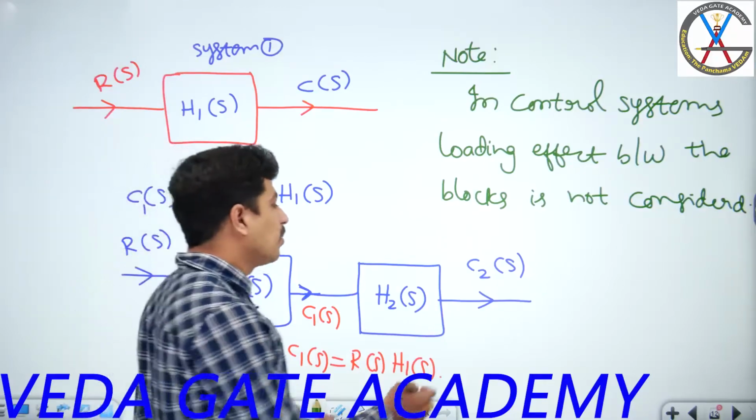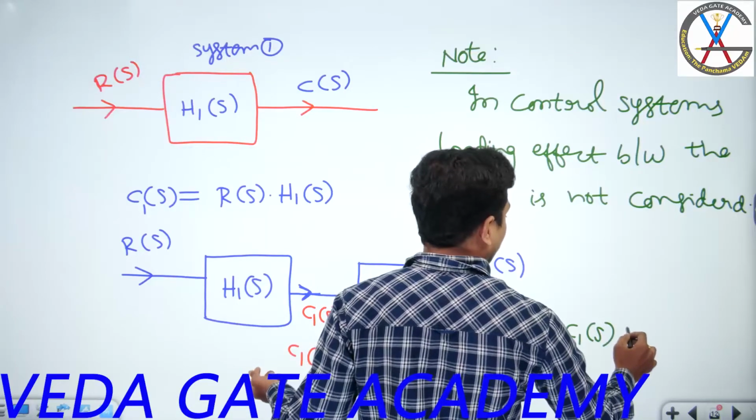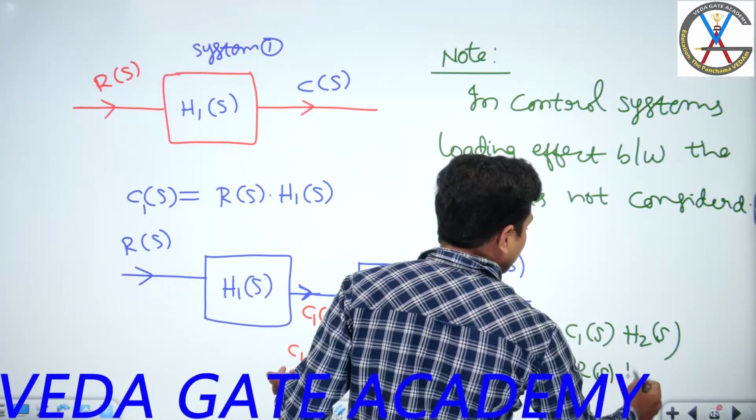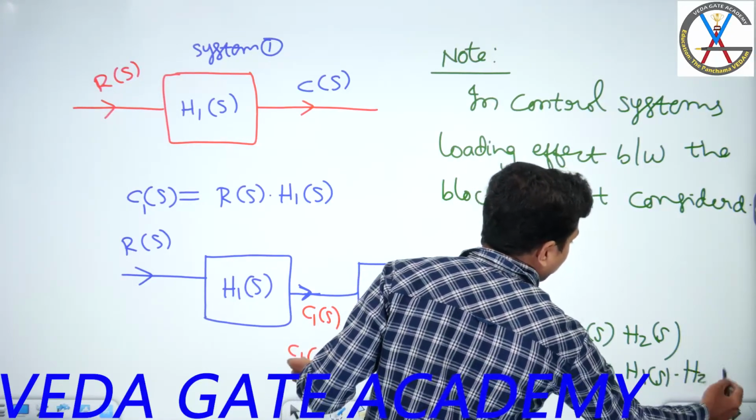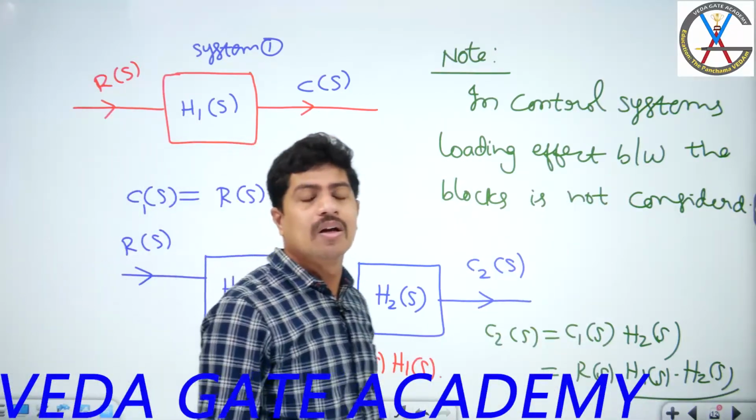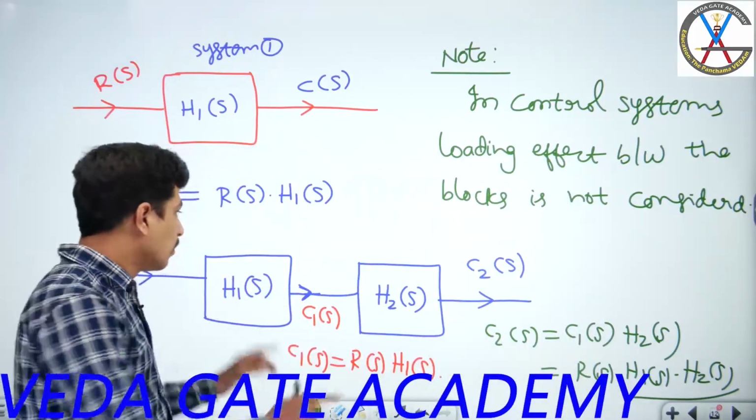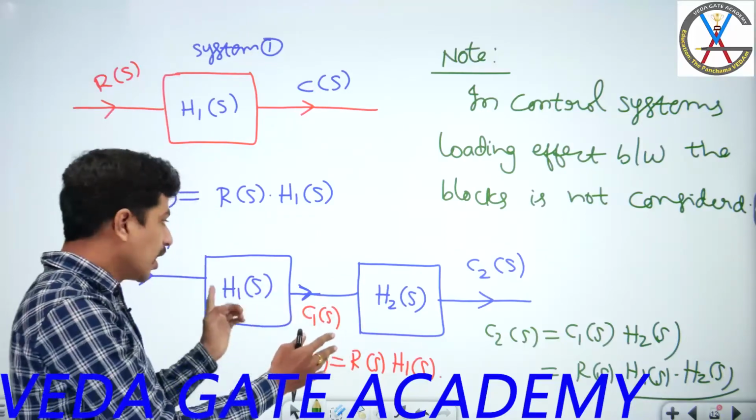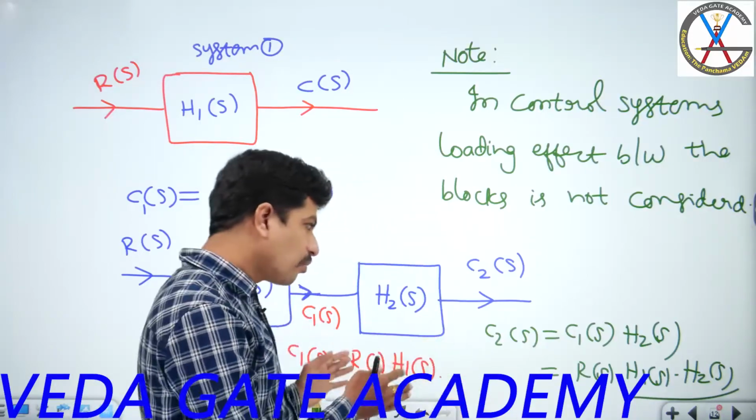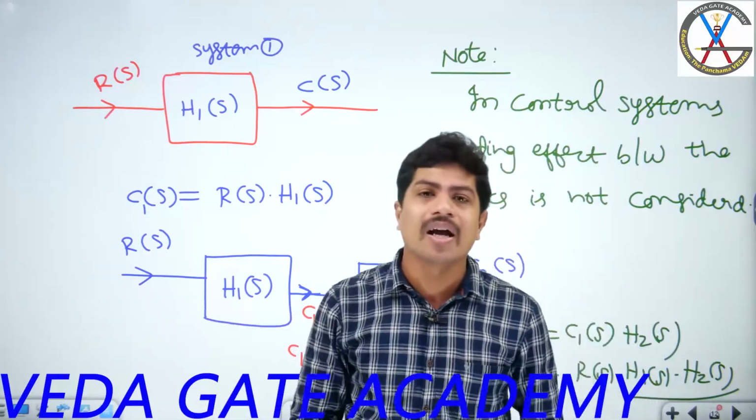Now tell me, what is C2 of S? C2 of S is equal to what? C1 of S into H2 of S. What is C1 of S? R of S into H1 of S. So C2 of S is R of S into H1 of S into H2 of S. It means if two blocks are connected in cascade, you can directly multiply them in control systems to get the output. Yes or not? These two systems, H1 and H2, are separate, but I can combine both into a single system. Yes or not? So this way we have to understand loading effect. Loading effect in control systems is not considered.